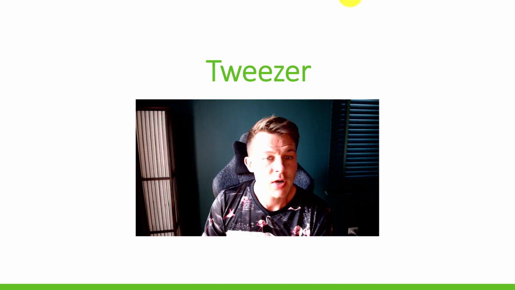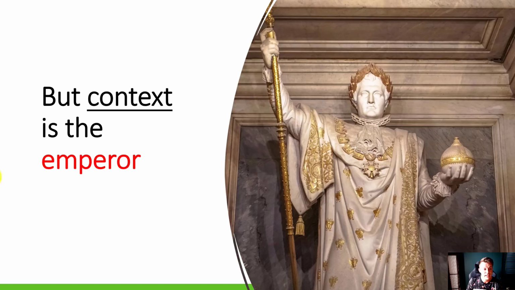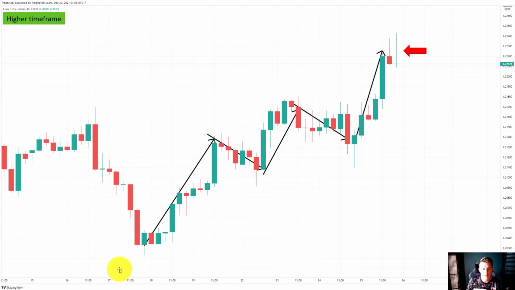The second price action pattern is the so-called tweezer, and tweezer is pretty easy to identify. It is just 2 pin bars close together or just right after each other, and then the 2 wicks represent the tweezer. However, obviously, just because we have a tweezer pattern, it's not enough to jump on a trade. And as I said, price is king, but context is the emperor.